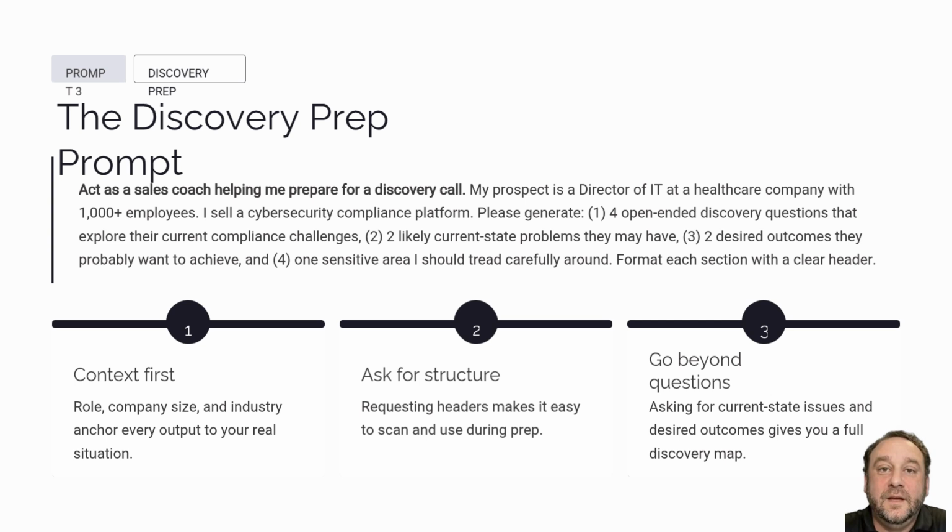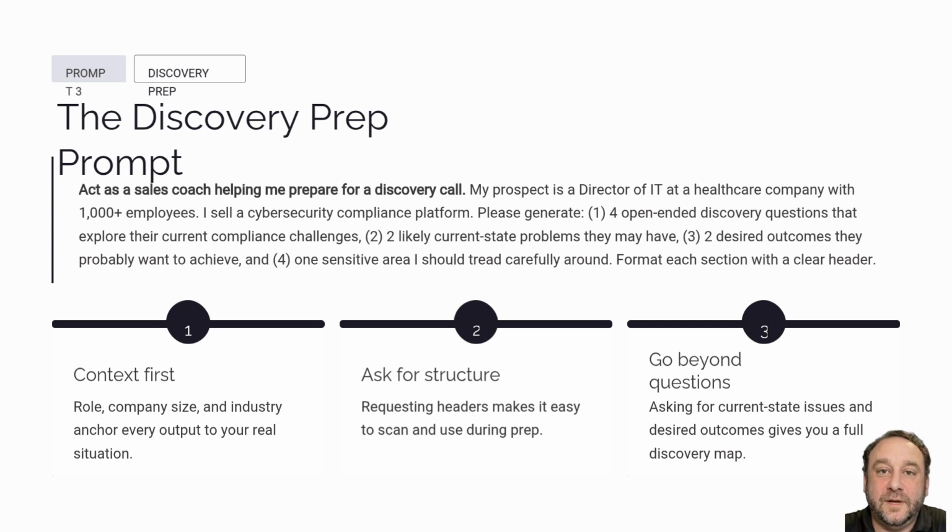This prompt is built to help you prepare for a discovery conversation. The best version tells the AI to act like an experienced sales professional preparing for a first meeting. Then you give it the buyer role, the type of company, what you sell, and the likely pain points or business issues involved. From there, you ask it to generate discovery questions, but not just any questions. You want questions that explore the current state, the impact of the problem, and the future outcome the buyer may be trying to reach. That gives the conversation much more shape.